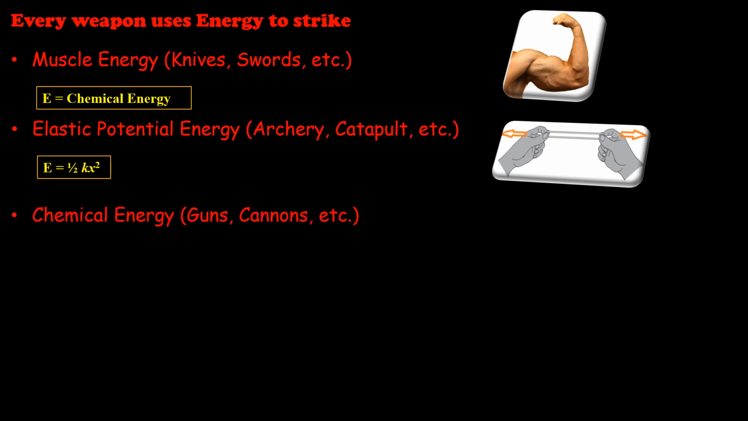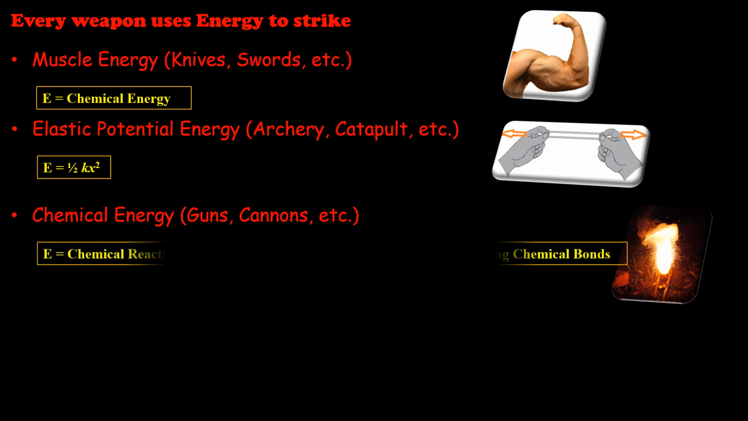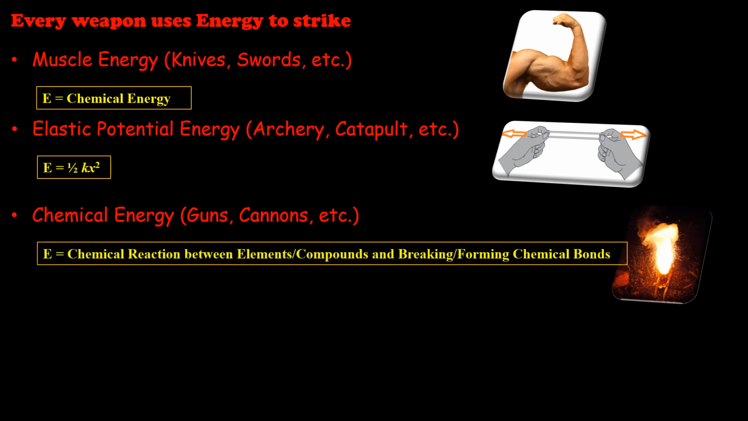Then you have chemical energy, like in guns and cannons. This is some form of reaction between different elements or compounds that forms this amount of energy, and the energy is used to, for example, send or shoot those projectiles.